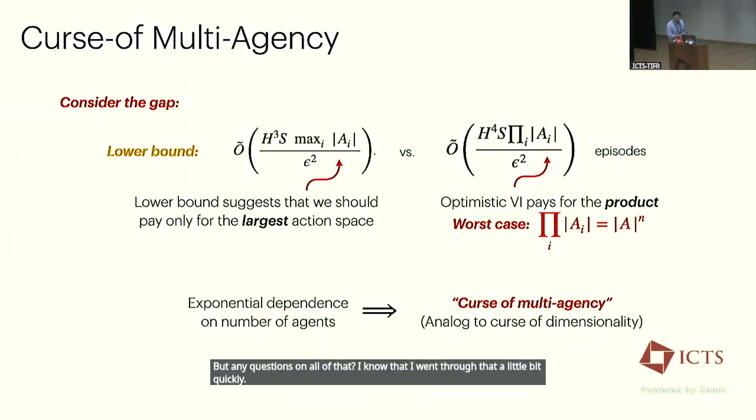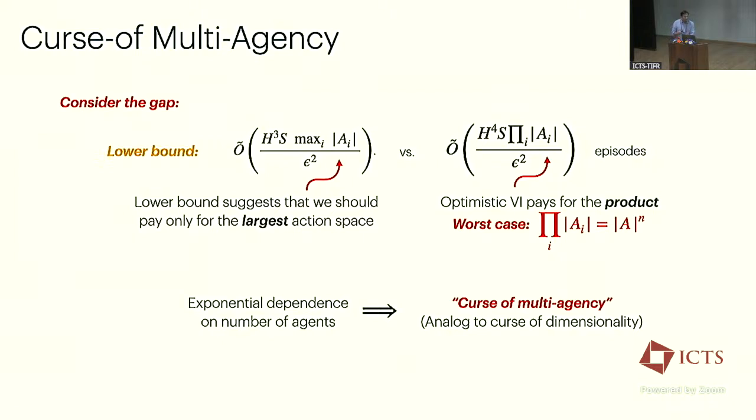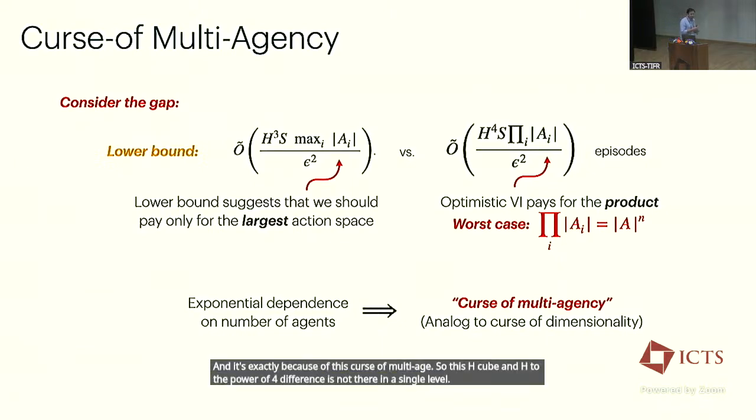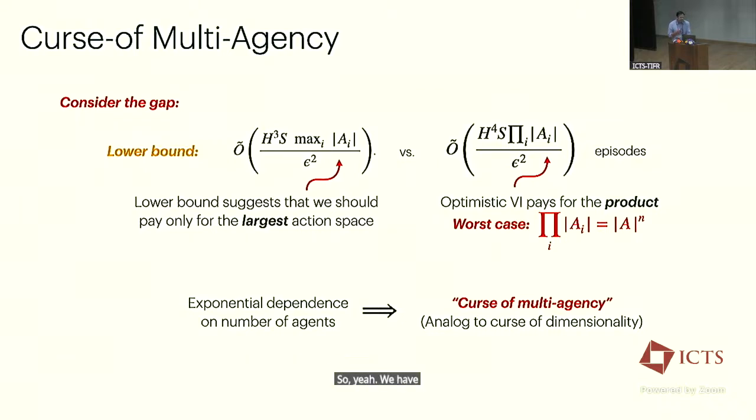I know that I went through that a little bit quickly. Are these matching in the single player setting, the upper and lower bound? Yeah, in the single agent setting, I think this UCB VI algorithm actually achieves the lower bound. But in the multi-agent setting, it doesn't anymore, and it's exactly because of this curse of multi-agency. So this H cubed and H to the power 4 difference is not there in the single-agent case. There's been a huge amount of work, and I think probably Gaurav will talk about it. But yeah, we basically have optimal algorithms for single agent RL, especially in these tabular cases.